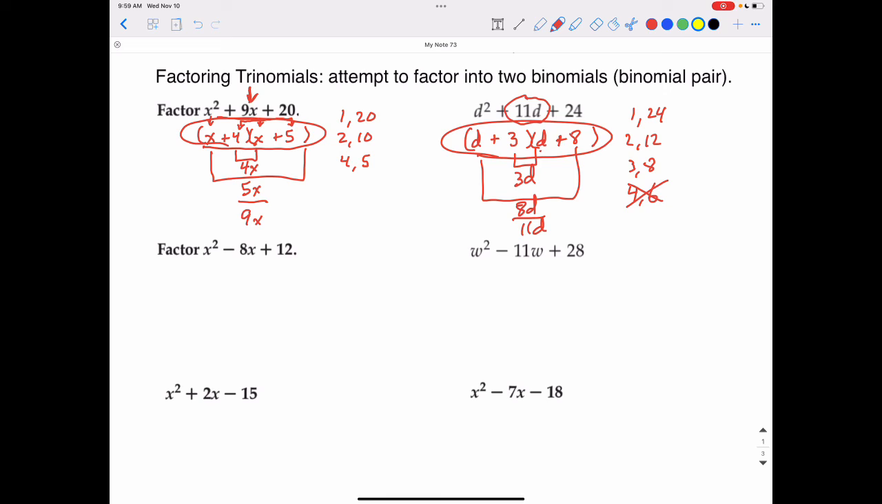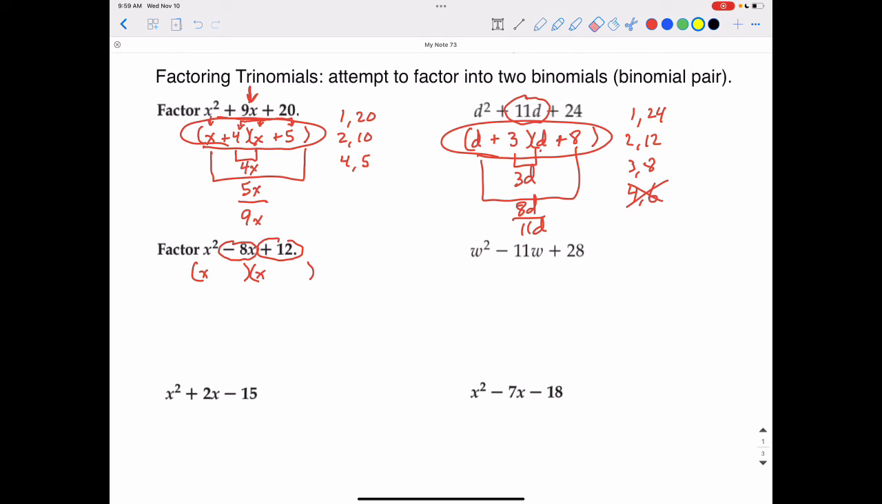Next one, x squared minus 8x plus 12. Can we factor out by distributive property? We cannot. So let's try a binomial pair. What times what is x squared? That's x times x. And what times what is 12, but then adds up to be negative 8? Well, it's got to multiply to be a positive 12, but add up to be a negative 8.